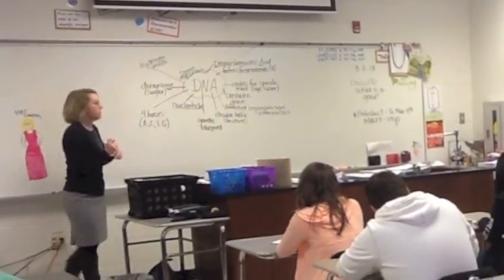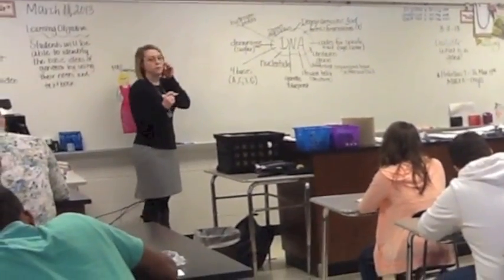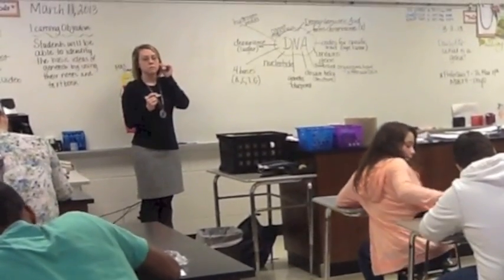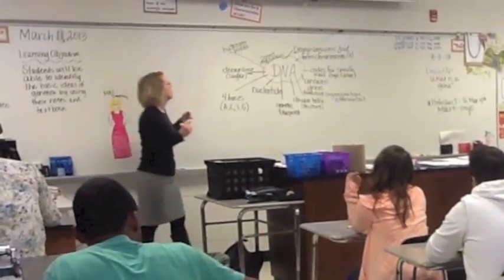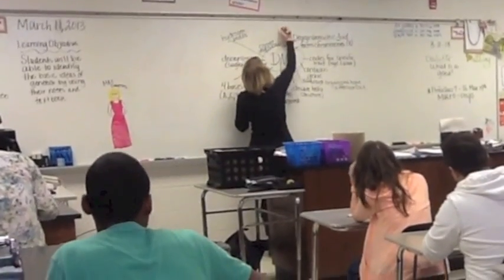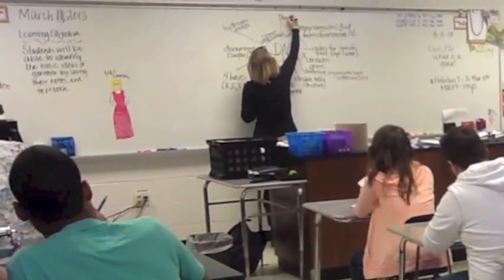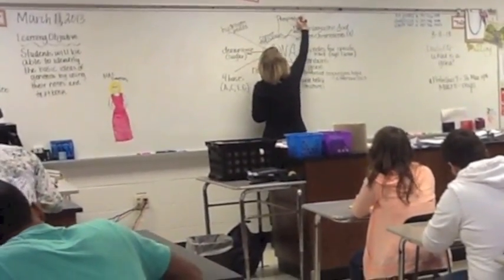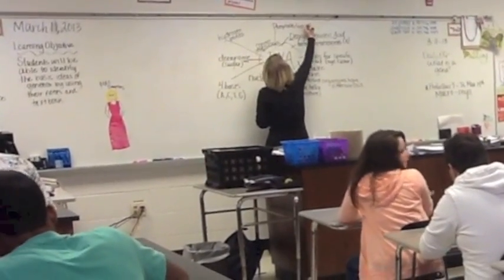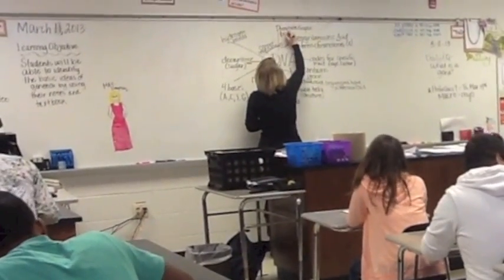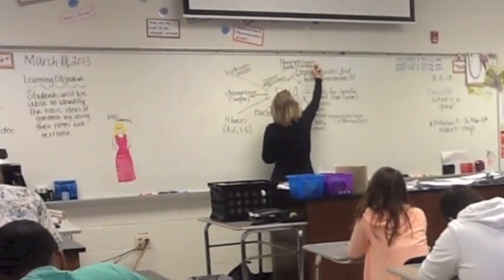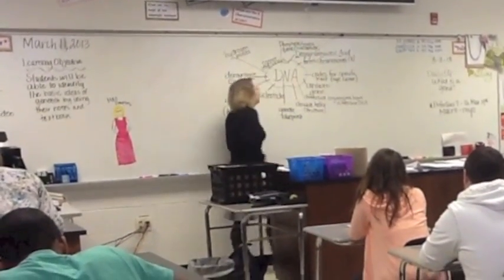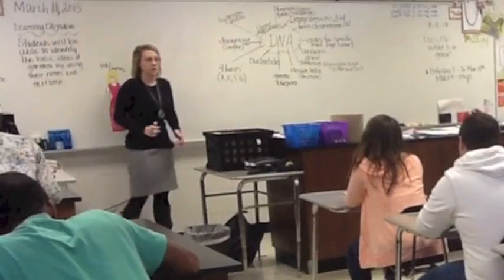Everything. Okay. All right, Kaylee, what about you and Juan? Contains a phosphate, base, and a sugar. Good. Okay, so you have a phosphate, a sugar, and a base. And what do those make up? A nucleotide. And remember we said that a nucleotide is the subunit of DNA. Anything else? Okay.